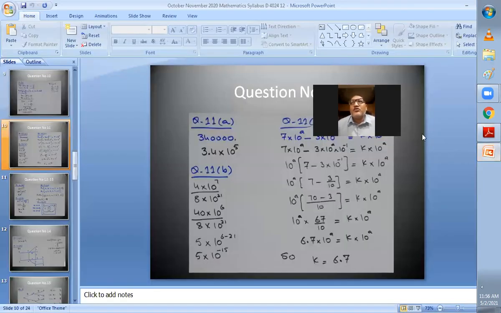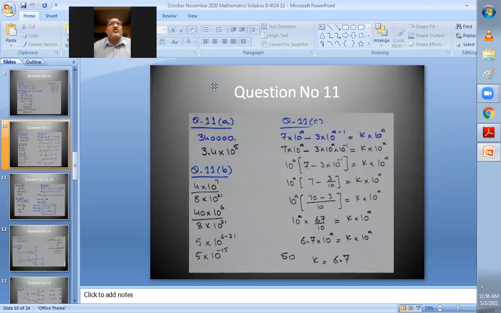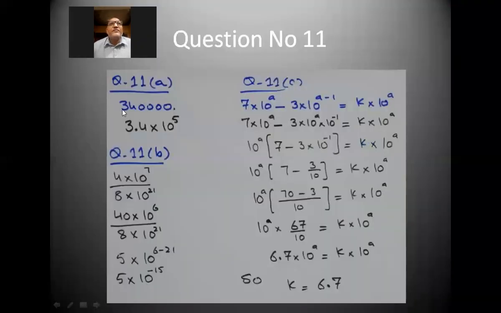Let me show you how I have done. So this is how question number 11, A part is done. See, the decimal was here. So I moved 1, 2, 3, 4, 5. So I will write 10 raised to the power 5, 3.4 into 10 to the power 5. This number here, this is the rule, should be more than 1 and less than 10. This is how we convert them into the standard form. So this is how you do question number 11.